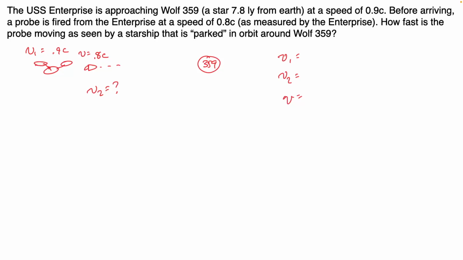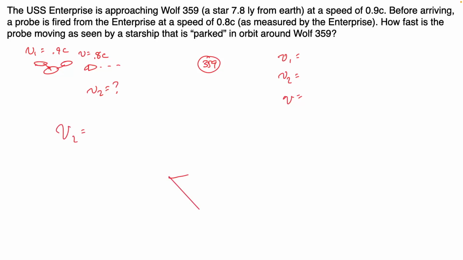Kathy, did you have a question? No, I just got my definitions mixed up. It's easy to do. So you want to make sure that you nail that idea that V1 and V2 are measured by the same person. Whatever person you want to make the central actor, just make sure you keep your definitions the same. I'm making my central actor Wolf 359, and since 0.8 was given by Picard on the Enterprise, I know that has to be V. So we're solving for V2.